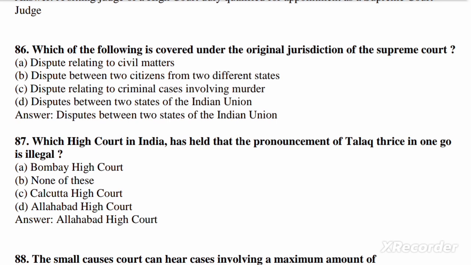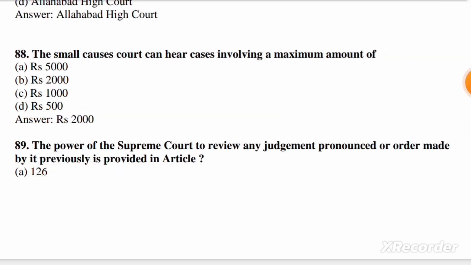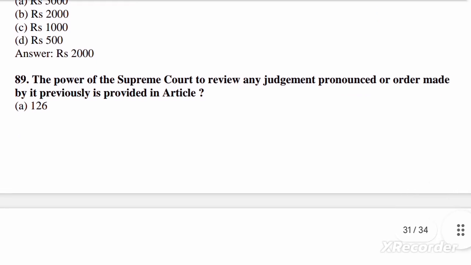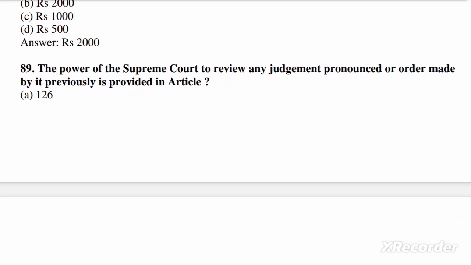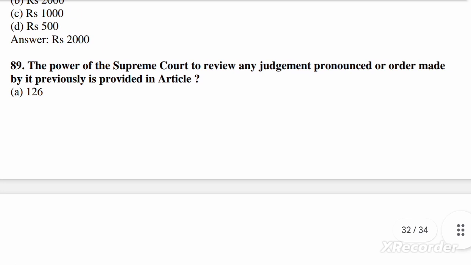87. Which high court in India has held that the pronouncement of talaq thrice in one go is illegal? Answer. Allahabad High Court. Option D. 88. The small causes court can hear cases involving a maximum amount of rupees 2000. 89. The power of the Supreme Court to review any judgment pronounced or order made by it previously is provided in Article 137. Option D.